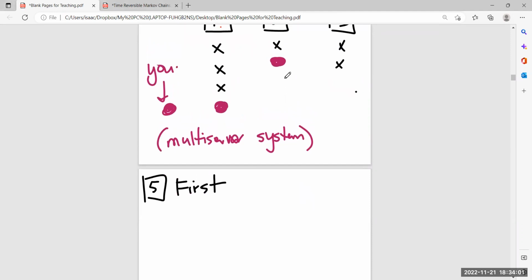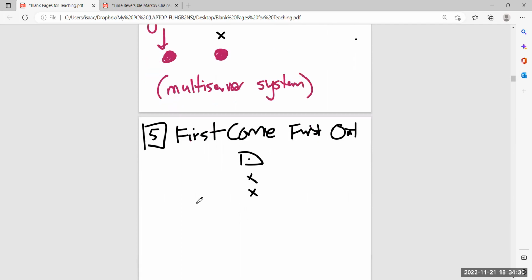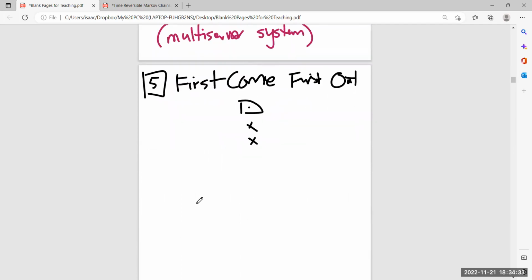So the other one is first come, first out. So this is a normal way that we think about a queue, right? The first person who will join the queue is the first person who will get service. Then that person leaves, then the second person who was in the line gets service, etc. That's the normal way. So when you hear the term first come, first out, this is what we mean.